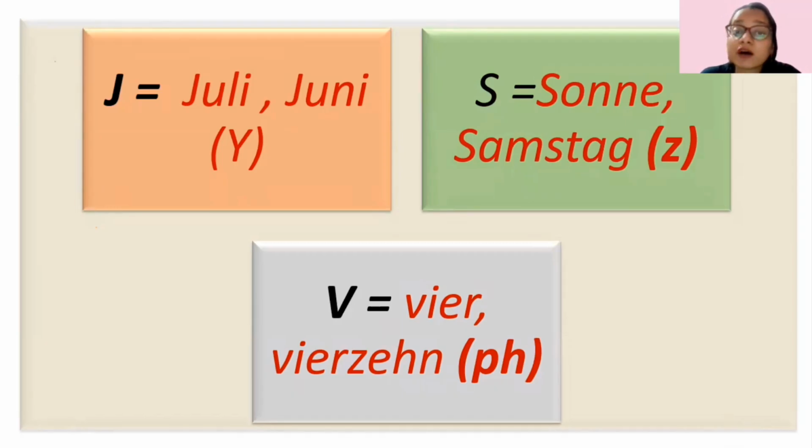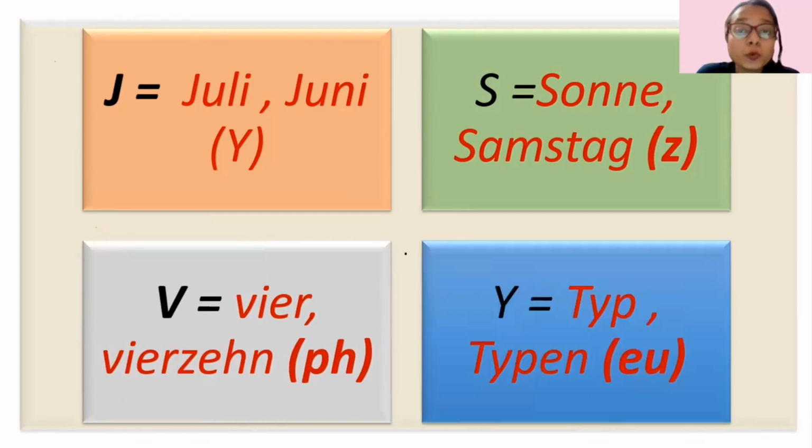The V sound is F, like the Hindi fa from fal. V as F. Vier. Vier. Vierzehn. Vier means 4. Vierzehn means 14.